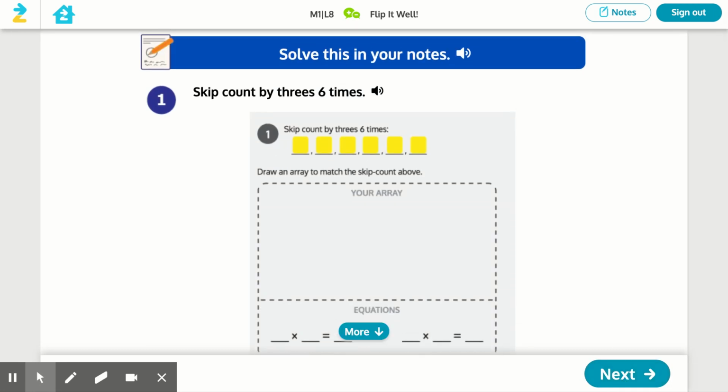At the top of your notes, we are going to skip count by threes 6 times. On your note sheet, I want you to skip count by threes 6 times. Teachers, please feel free to pause the video to allow the students an opportunity to skip count by threes 6 times.